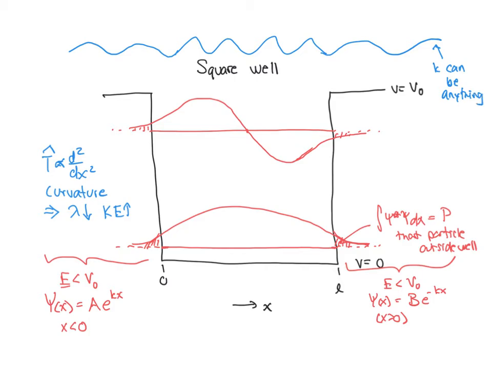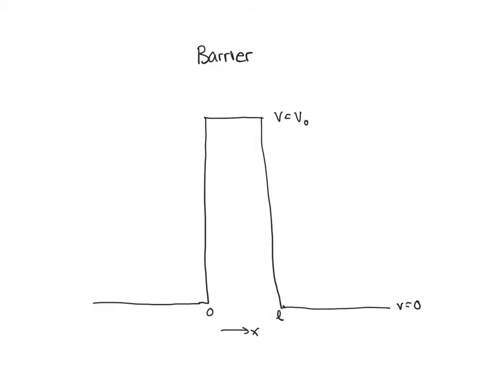And is not quantized. So it's only when I have energies that are less than V naught that those energies are going to be quantized, because in that case, when my energy is less than V naught, I'm confining my particle to be in this region in space. And when I confine the particle, that's when I get quantized energies.